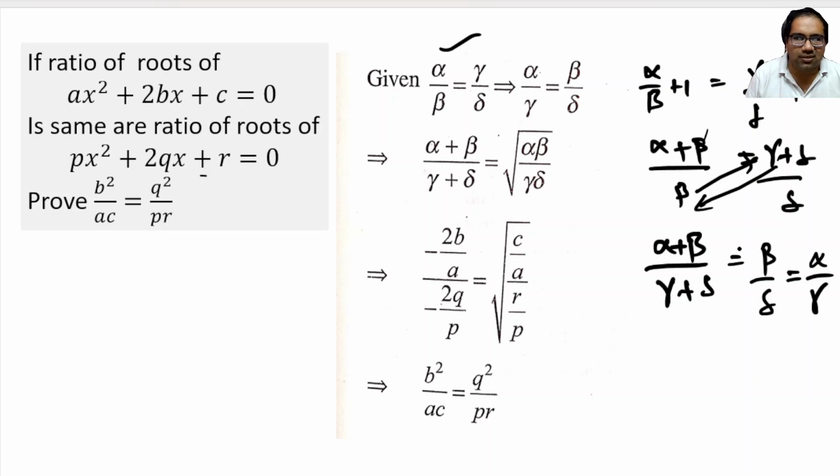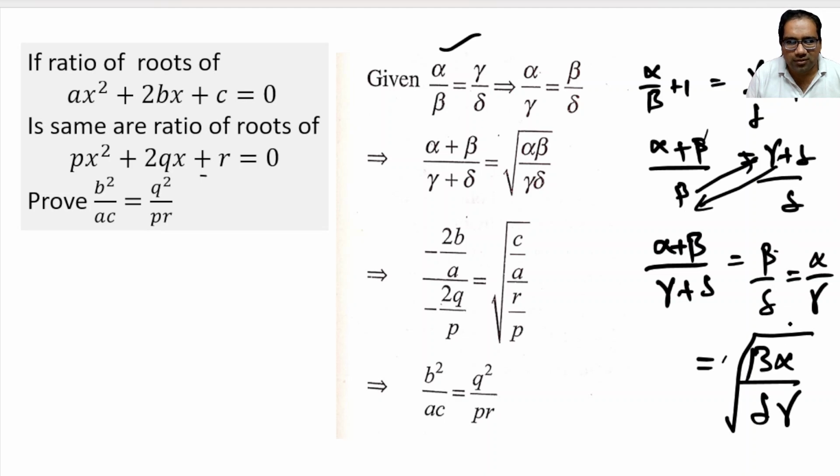How do we express this? There's a small trick here. Beta by delta is equal to alpha by gamma. Then what we do? This one is equal to beta by delta, alpha by gamma. This should be equal to the square root of beta into alpha by gamma into delta. Because what we are doing, this is equal to this.